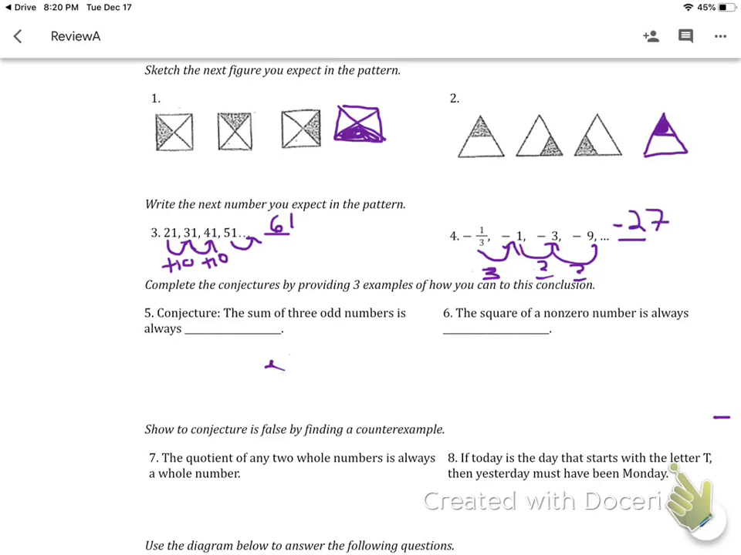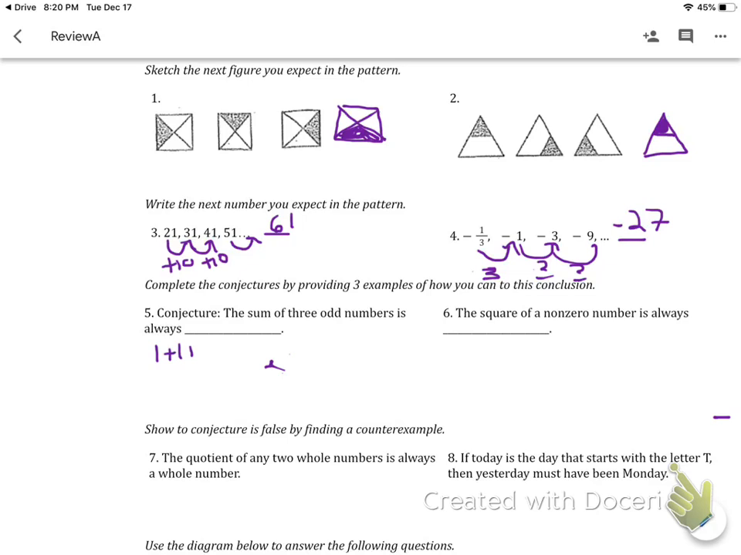Okay, conjecture. Complete the conjectures by providing 3 examples of how you can have this conclusion. So the sum of 3 odd numbers is always, and then we want to figure out what that would be. So we're just going to pick any 3 odd numbers, and we'll see what happens.